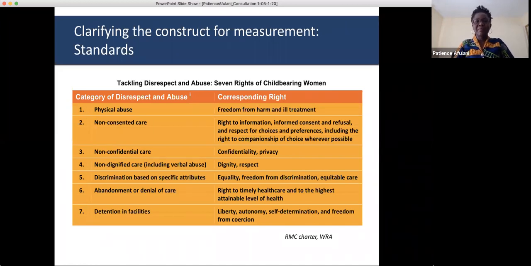In this slide, I have just inserted the universal rights of childbearing women, also known as the RMC Charter. And as you can see, the list of rights here aligns very well with the WHO RMC definition. Does it make sense that in the EPMM phase 2 formulation of the initial proposed construct, we use the RMC Charter as the standards for RMC? And so although we don't have a unified RMC standard, these rights are a great start.